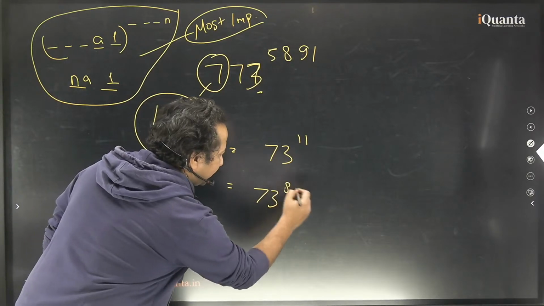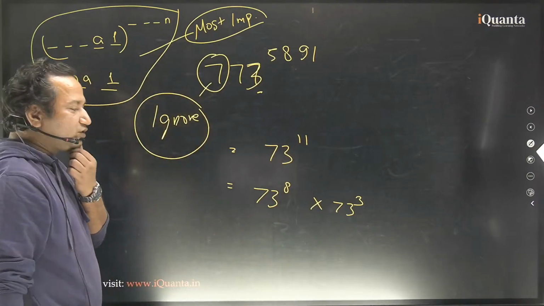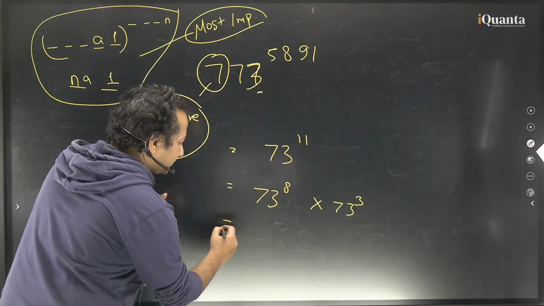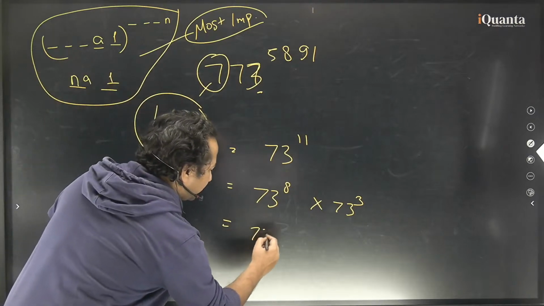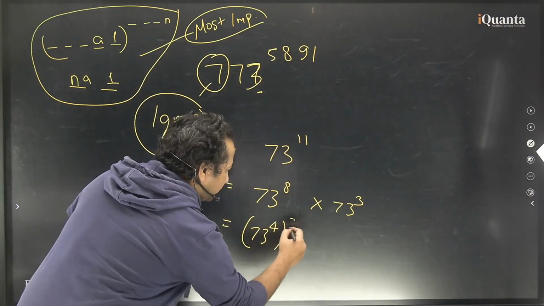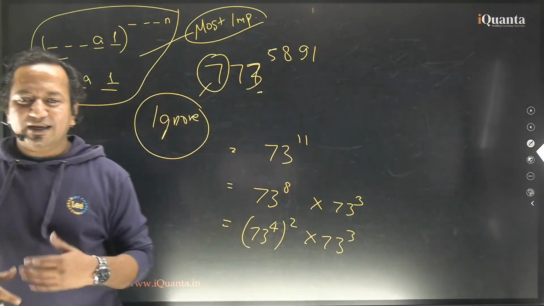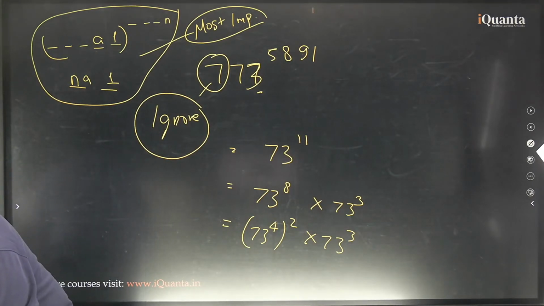73 to the power 8 and 73 to the power 3. This is what we can do over here. 73 का जो power 4 होगा, that will end with 1. This is how I broke it. अब 73 के स्क्वायर के एंड में क्या आएगा? 73 के स्क्वायर के एंड में क्या आएगा? दीपांजन, जब एंड में 1 होगा तभी वो होगा.